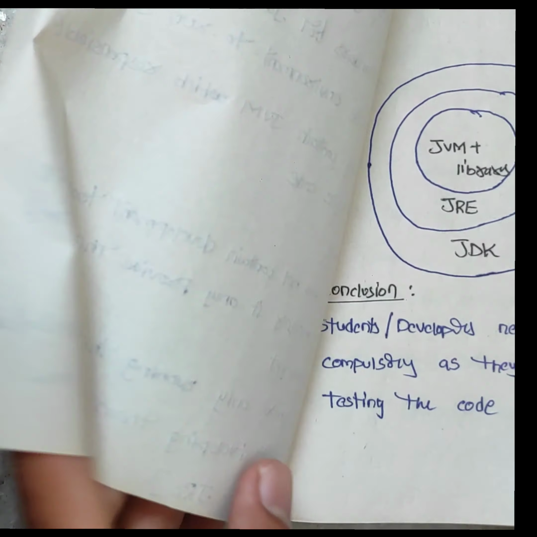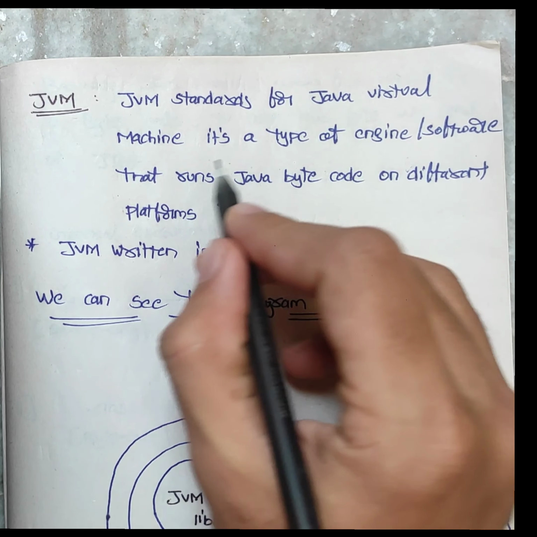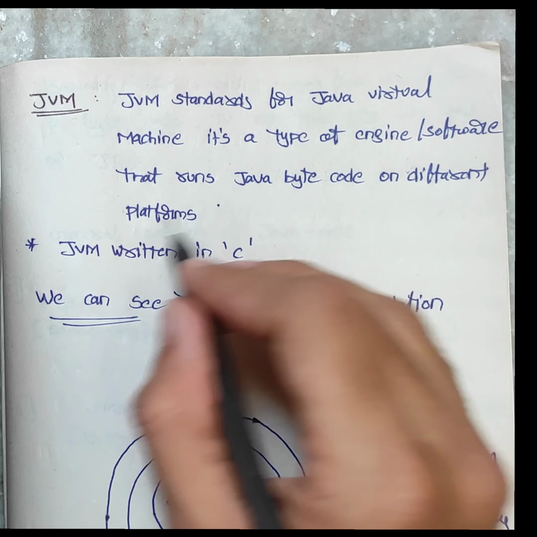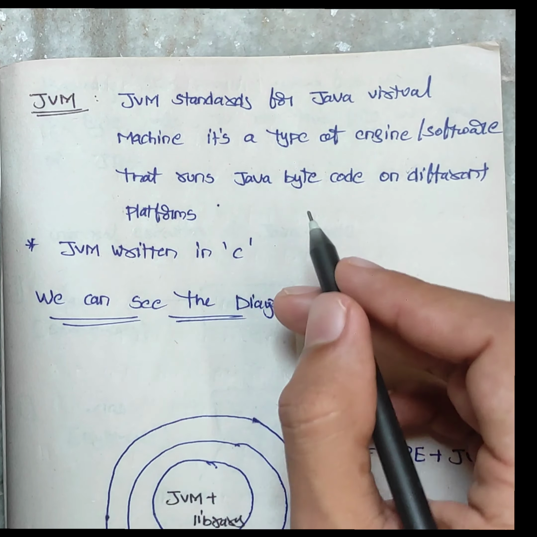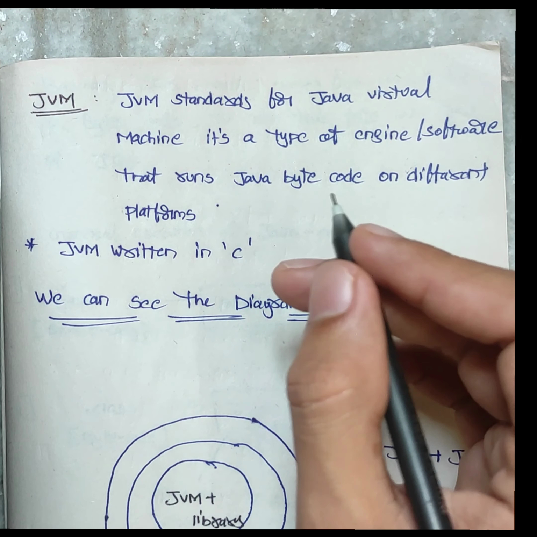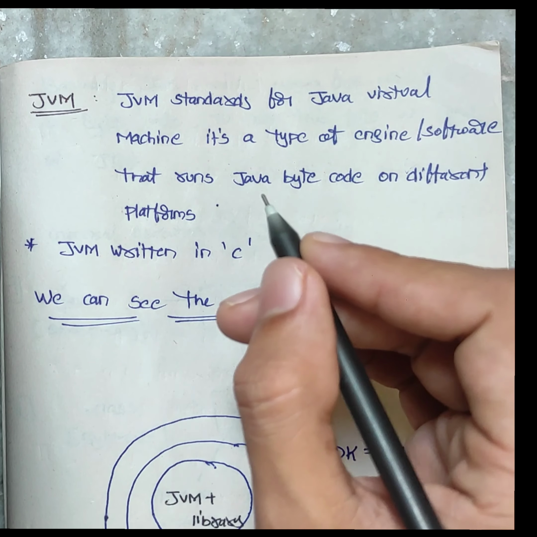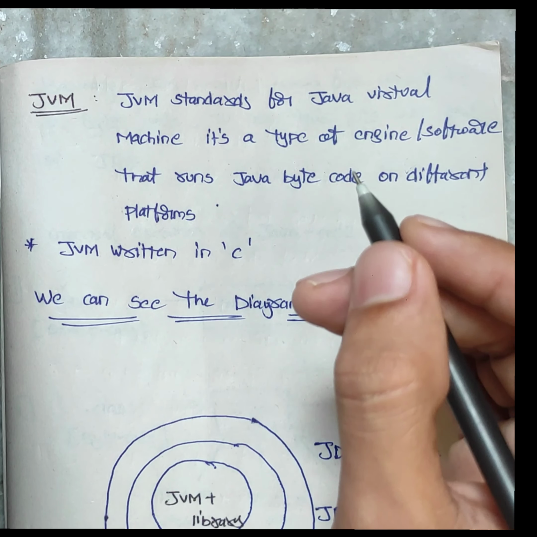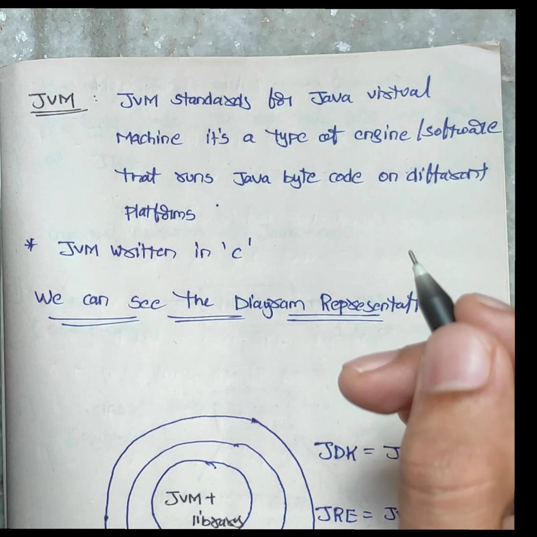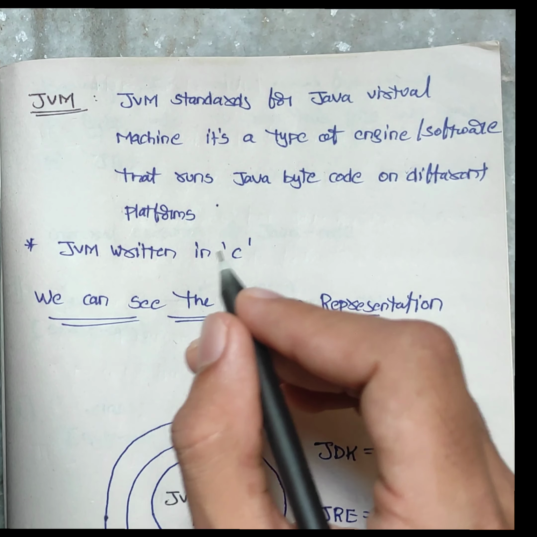If you see about JVM, JVM stands for Java Virtual Machine. It is a type of engine or software that runs Java bytecode on different platforms. Before learning about this JVM, you need to make sure to see our previous video, where I have explained the working of JVM and why Java is platform independent. In that video you can get full clarity on the execution of Java code and how this JVM works. After completing that video, you can see this part.